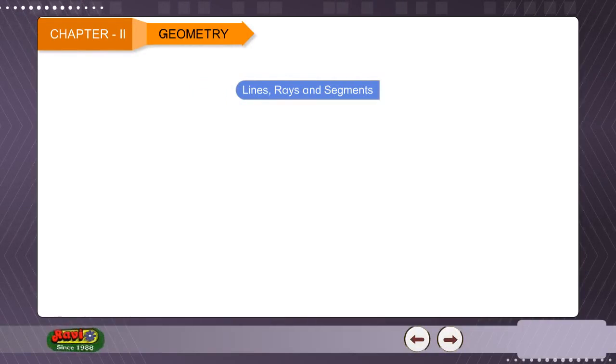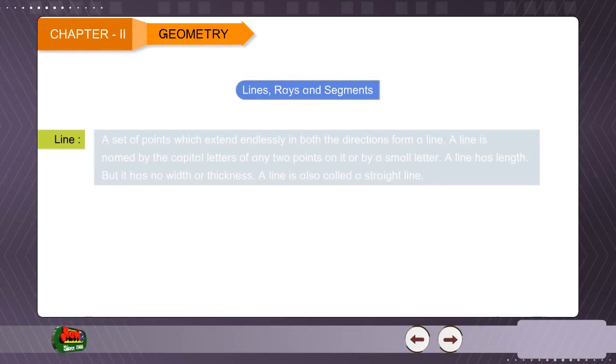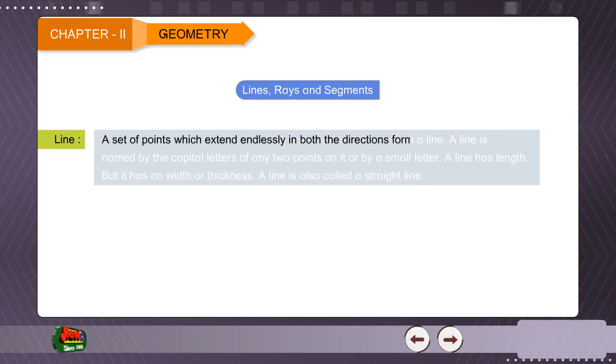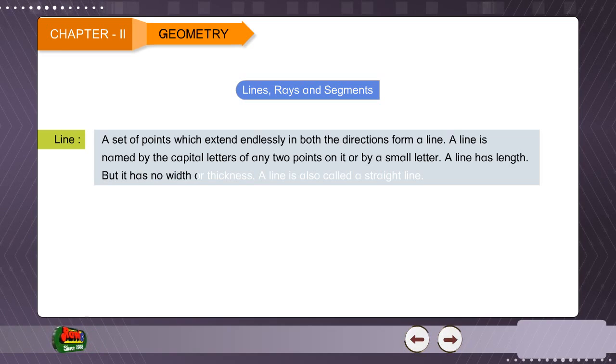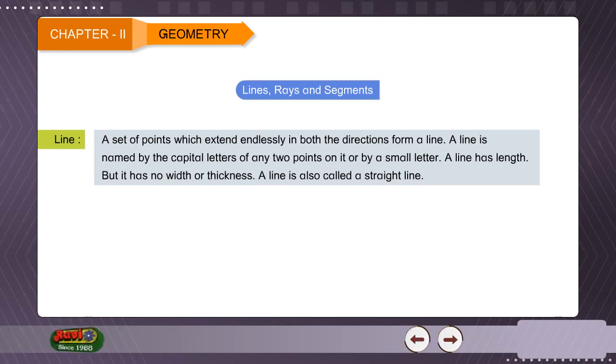Lines, rays, and segments. Line: a set of points which extend endlessly in both directions forms a line. A line is named by the capital letters of any 2 points on it, or by a small letter. A line has length, but it has no width or thickness. A line is also called a straight line. Line AB, line L.